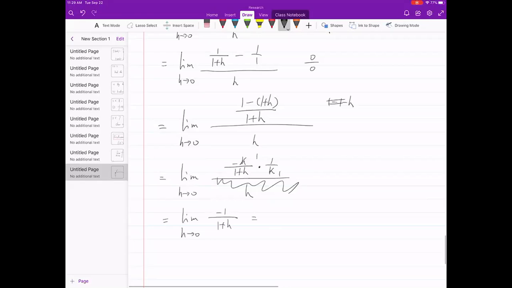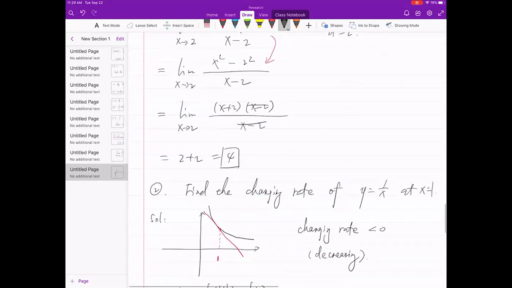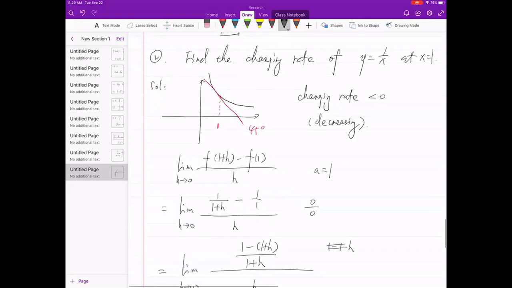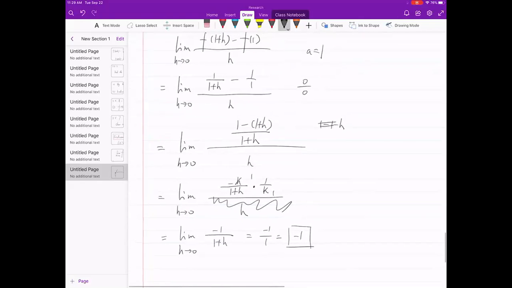Plug in 0, no trouble. Great. Is it negative? As we expected. Moreover, this time we know firmly how negative. This red line here, 45 degree going down because the slope is -1. Cool. This one all right?